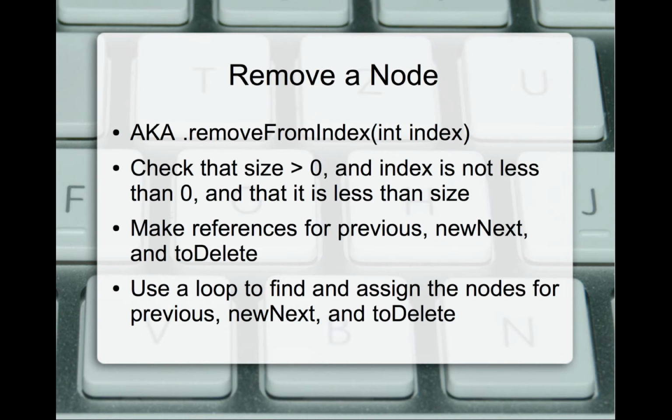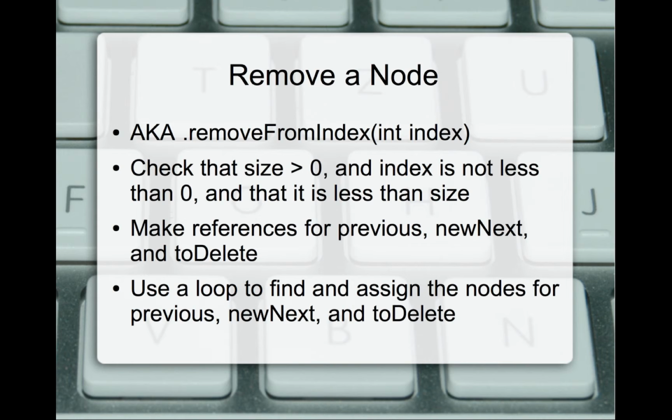Now when we're doing the removal, we also have to make sure we create 3 different pointer references as part of that method: references for previous, the new next, and what we're going to be deleting. We have to keep track of those 3 different things. And then the best thing to do is create a loop and go over and find the actual nodes that are attached to previous, new next, and to delete based on that index.